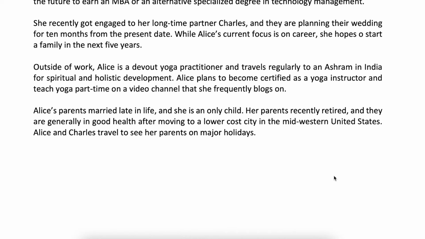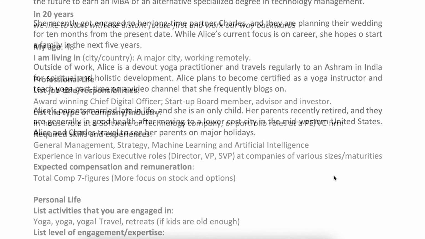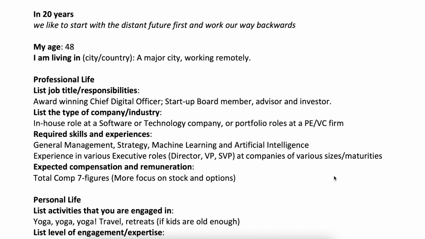And finally, a bit of information about her family, her parents. They married a bit later in life. Her parents are just retiring, and so there are aspects of the next 20 years where her parents are going to be aging significantly, and that's going to factor quite a bit into the plan. So, starting with 20 years, at this point, Alice is going to be 48, and she hopes to be working in a major city.